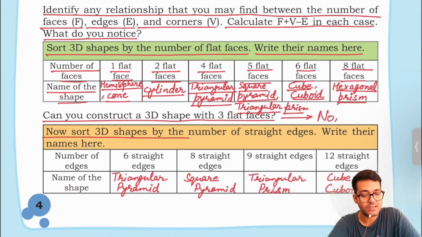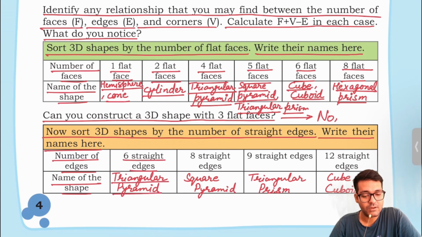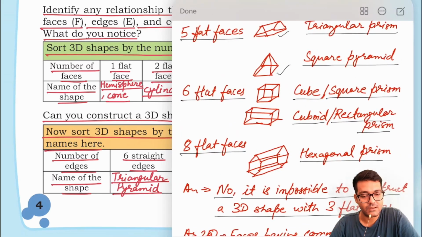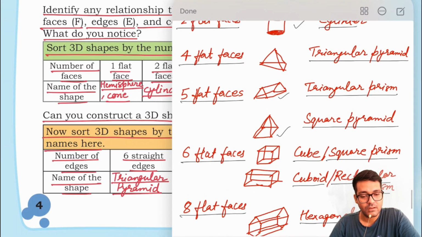Now sort 3D shapes by the number of straight edges. Write their names here. Number of edges, name of the shape. 6 straight edges is present in triangular pyramid. You can see here. Triangular pyramid has 6 straight edges.